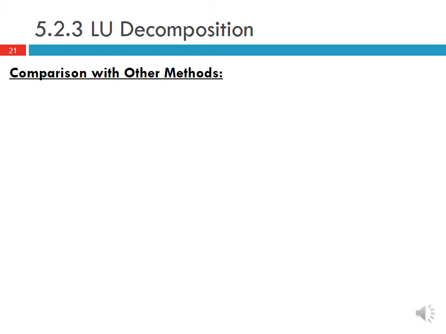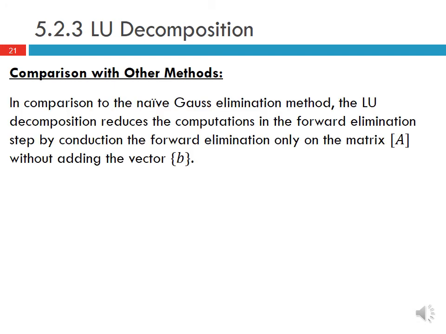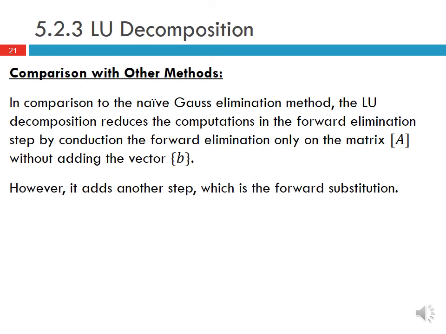So we can compare the LU decomposition method with some of the other methods that we've talked about. In comparison to the naive Gauss elimination method, the LU decomposition reduces the computations in the forward elimination step by conducting the forward elimination only on the matrix A, without adding the vector B. However, it adds another step, which is the forward substitution.